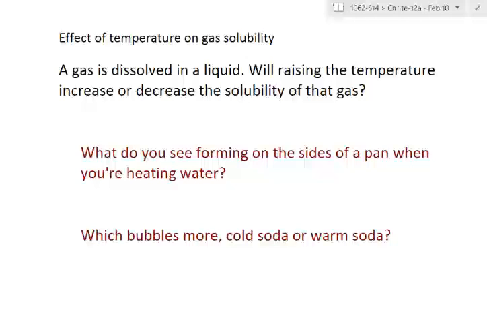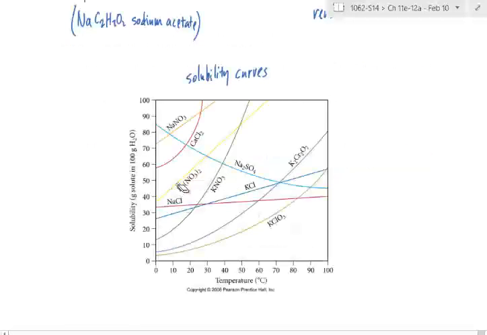So, the effect of temperature on solubility of a normal solid solute: most of them get more soluble as you increase it. Sodium sulfate is a little unusual. Sodium chloride only has a very minor increase and so on.